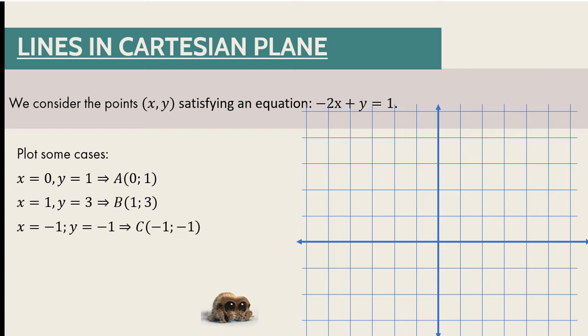If x is 1, then y is 3. We have B(1, 3). If x is -1, y is -1. Then we have C(-1, -1). Now we will plot the 3 points on the Cartesian plane. Like this.